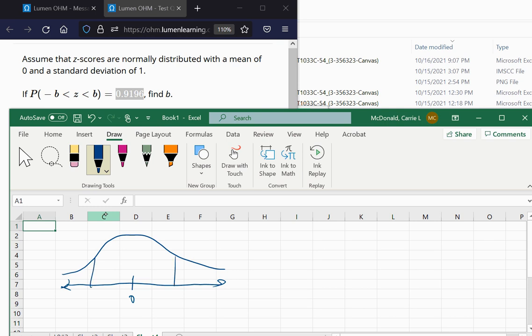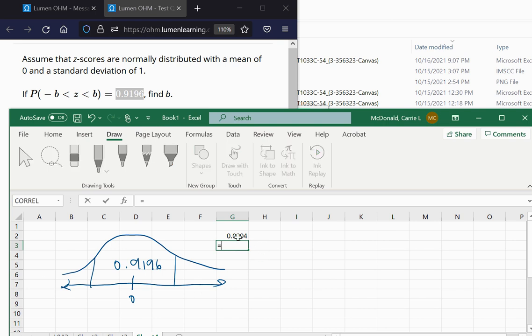Between here and here, we have 0.9196. So since the whole area under the curve is 1, if you subtract 0.9196 from 1, you get 0.0804. So the two little white tails have to have half each of that.